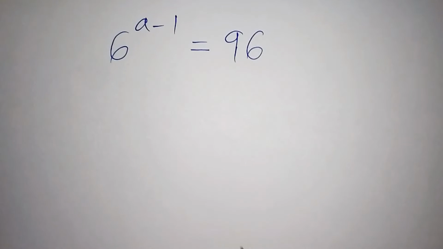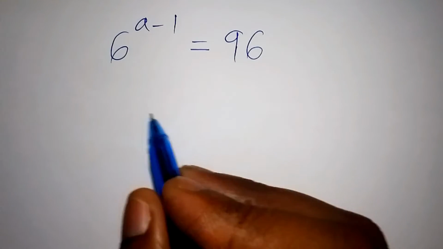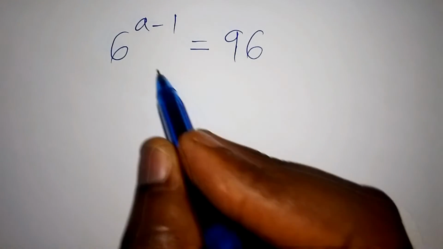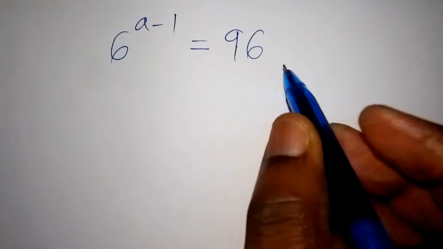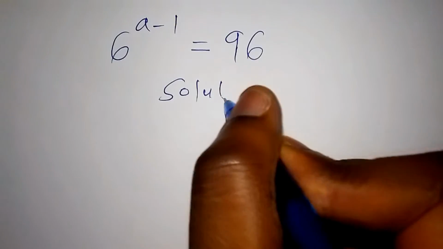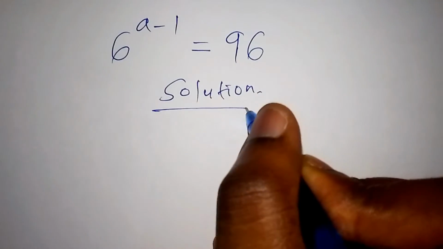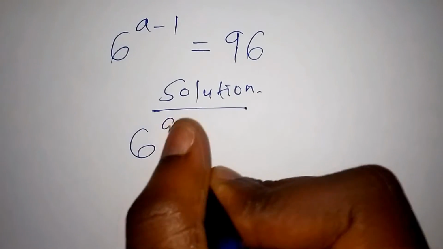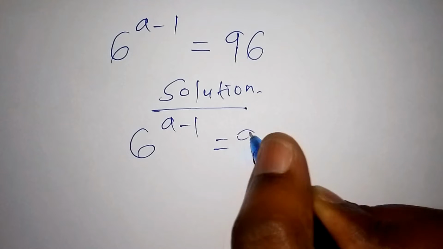Hello, welcome, so that you can work out this maths problem within the shortest time possible. We have 6 to the power of a minus 1 is equal to 96. Let's work it out very fast. Make sure you watch this video up to the end. Now, the solution: we have 6 to the power of a minus 1 is equivalent to 96.